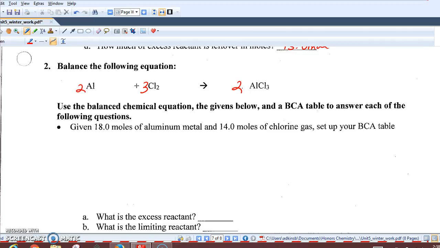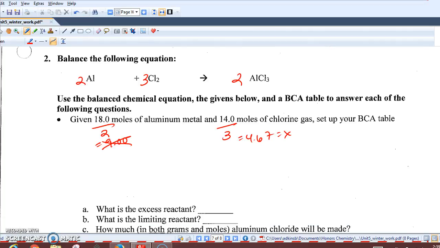Our limiting reactant for this one turns out to be Cl2. You take the 18 and divide it by 2, you get 9 moles. You take the 14 and divide it by 3, that came out to 4.67. So that is our X.